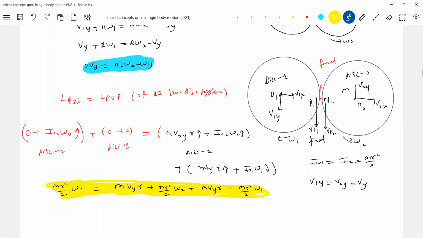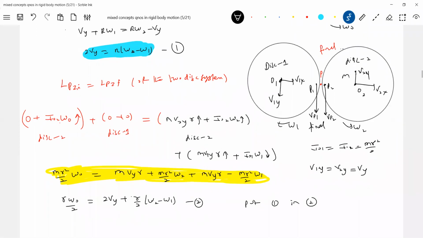M V_y R, and m r you can take outside. Okay, I'll do one thing, I'll simplify. None of you are responding. R omega naught equals 2 V_y plus R by 2 times omega 2 minus omega 1. So let's do one thing: give equations 1 and 2. What is the value of omega 2 minus omega 1? The value is 2 V_y by R. You substitute that here and solve it. You'll get V_y in terms of V naught. So put equation 1 in. Does anybody have the value of V_y and omega naught? Omega 2 minus omega 1, right? 2 V_y by R.